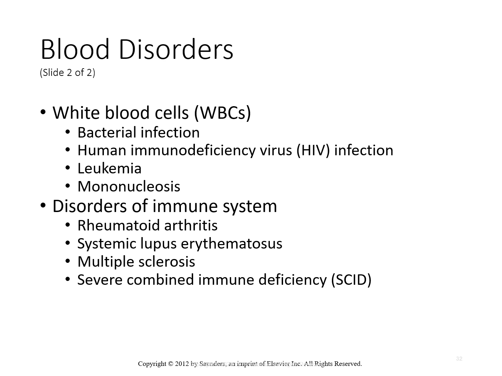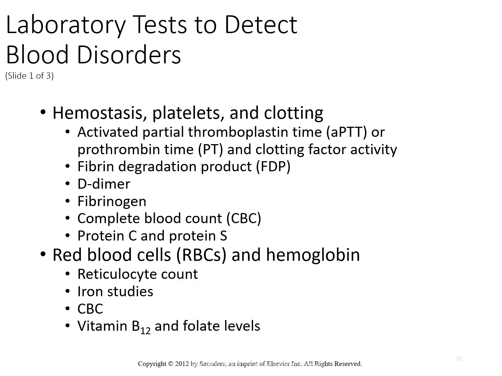And there are also disorders of the immune system, so rheumatoid arthritis, systemic lupus, multiple sclerosis, and severe combined immunodeficiency. There are laboratory tests, luckily, that help us detect these blood disorders. So for hemostasis, platelets, and clotting, we can do what is called an activated partial thromboplastin time, or a PTT, or a prothrombin time, also known as a PT.